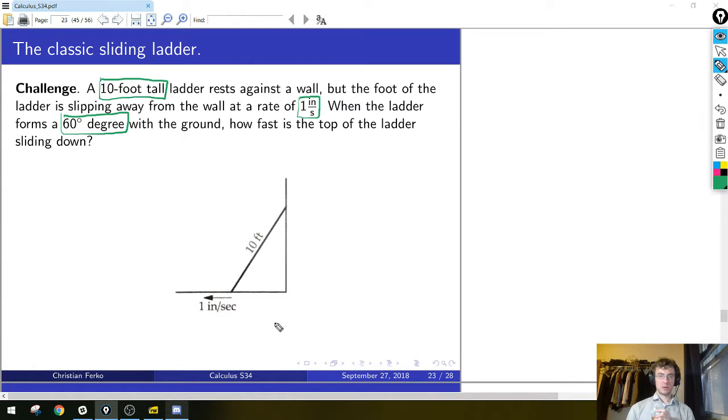So first, I will ask you to assign some letters, assign variables to the various quantities in this problem that we're interested in, and then write or tell me how to write an equation which relates those variables. What should I do?